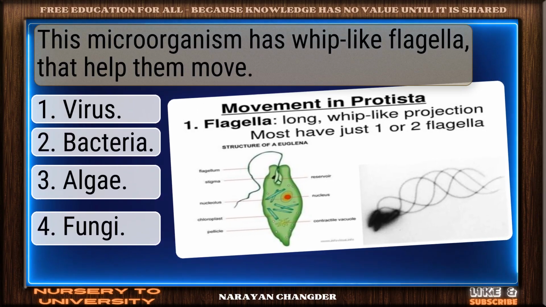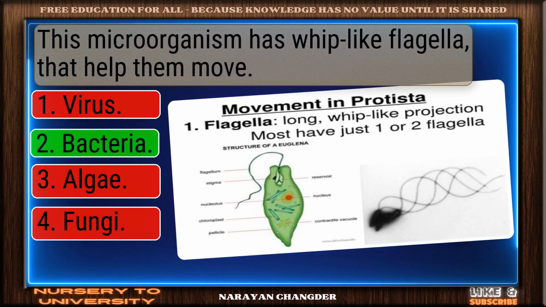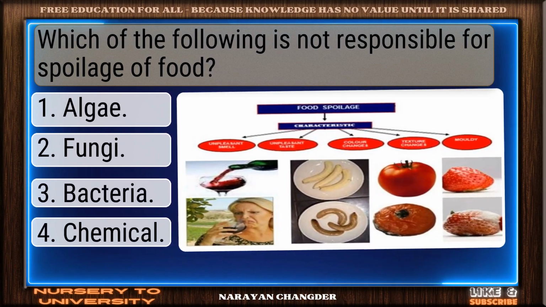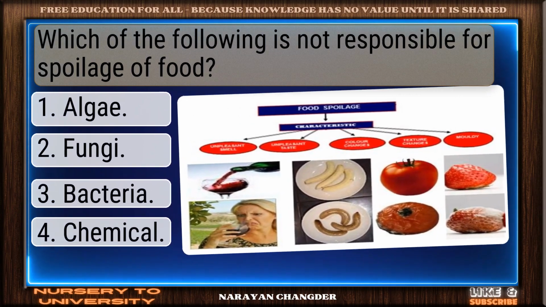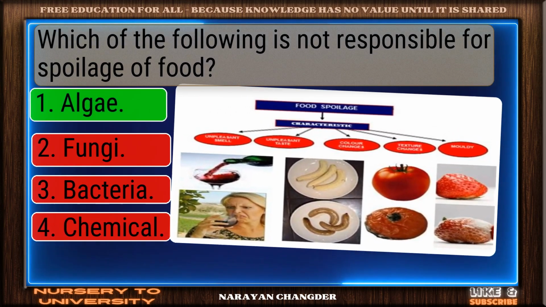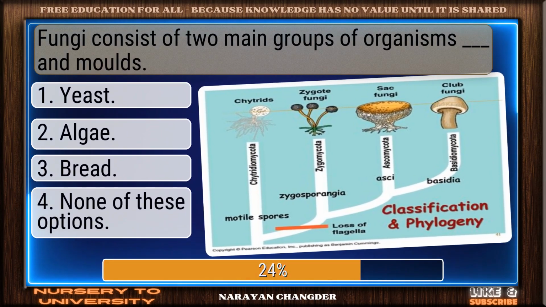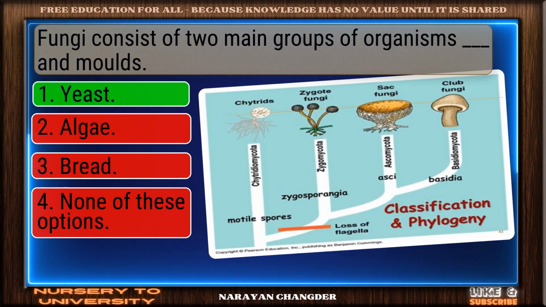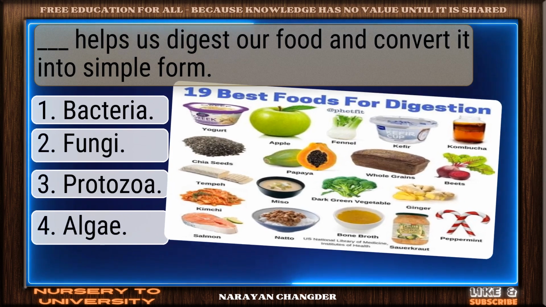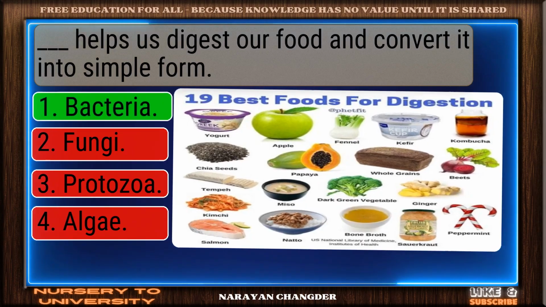This microorganism has whip-like flagella that help them move. You're right. Bacteria is the correct answer. Which of the following is not responsible for spoilage of food? Great job. Algae is the accurate answer. Fungi consist of two main groups of organisms, a dash and molds. Right choice. Yeast is the best answer. Dash helps us digest our food and convert it into simple form. Bravo! Bacteria is the answer.